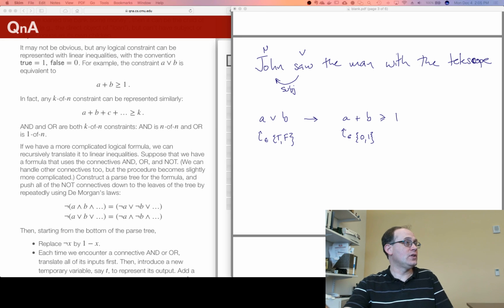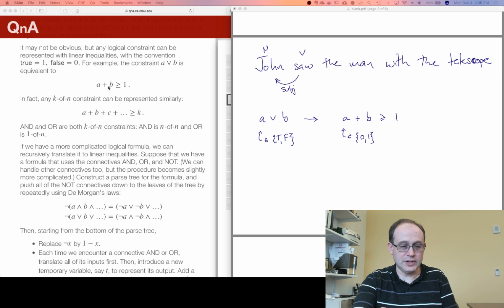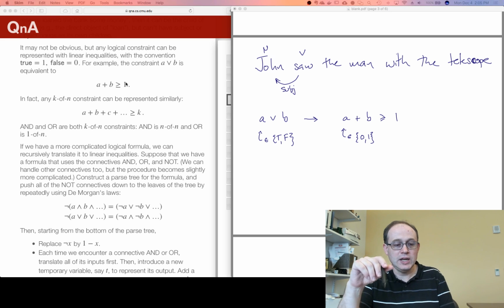All right, so going back to how to model logical constraints. I already gave this example that a plus b bigger than or equal to 1 is equivalent to a or b.